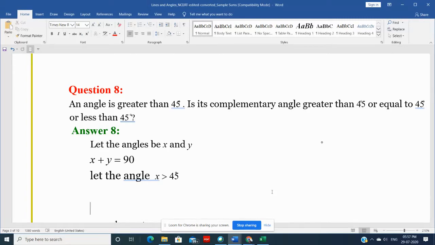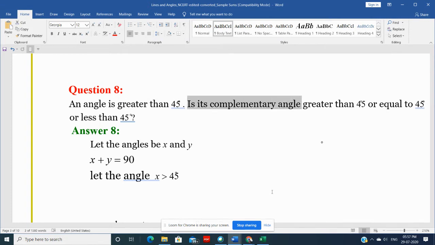Hello everyone. So we are back discussing our lines and angle chapter and we are doing exercise 5.1. In our last video, we discussed till question 7 and today we are starting from question 8. Alright, so let's begin. Question 8 says that an angle is greater than 45 degree.